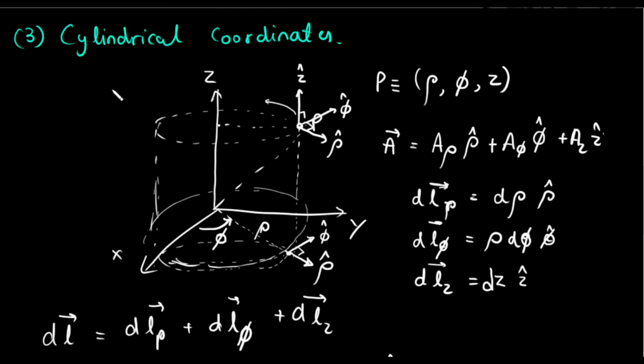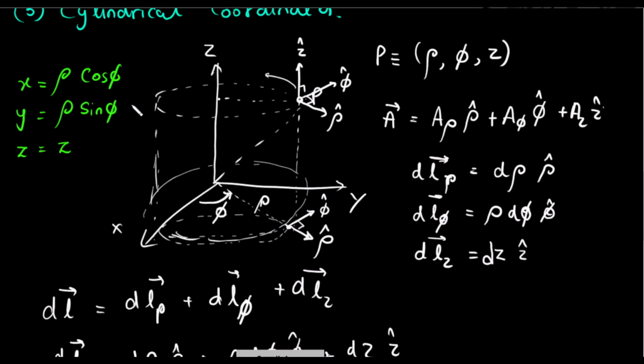Okay, now we are going to find the relationship between the Cartesian coordinate system and the cylindrical coordinate system. So we have this x coordinate here. So the x coordinate is going to be equal to rho cosine chi, and the y coordinate is going to be the vertical component of this rho. So the vertical component of this rho is going to be rho sine chi, and the z is going to be just z. So this is the relationship between the cylindrical polar coordinates and the Cartesian coordinate system.